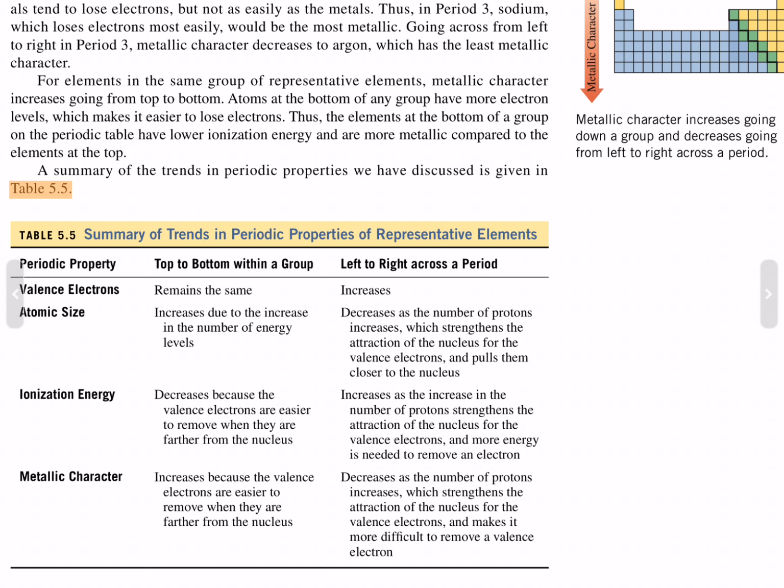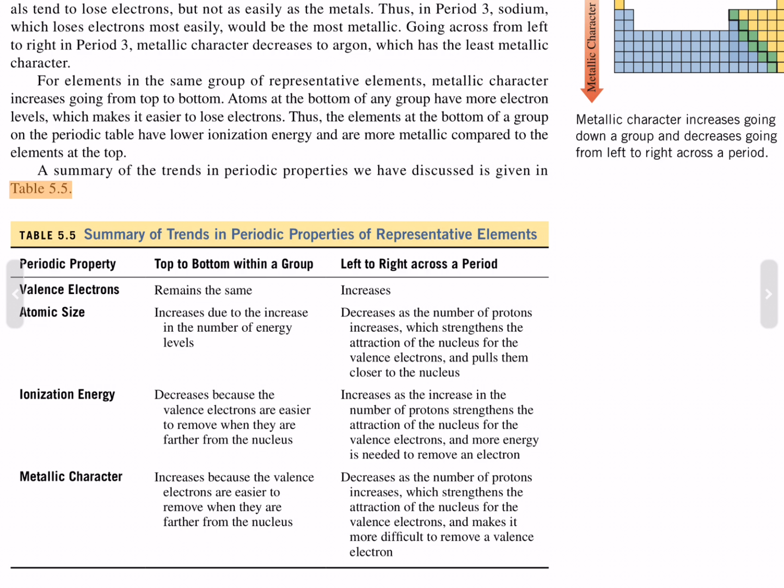Valence electrons remain the same going from top to bottom, and increase as it goes across a period. Atomic size increases due to the increase in the number of energy levels as it goes down a group, but it decreases as the number of protons increases, which strengthens the attraction of nuclei for the valence electrons and pulls them closer to the nucleus.